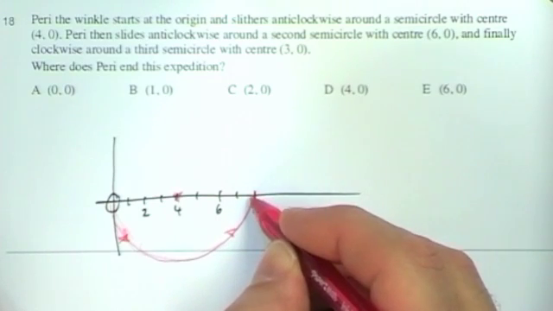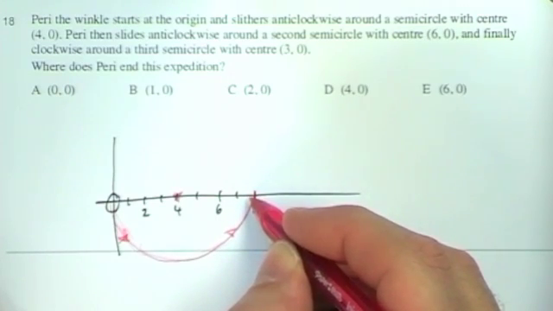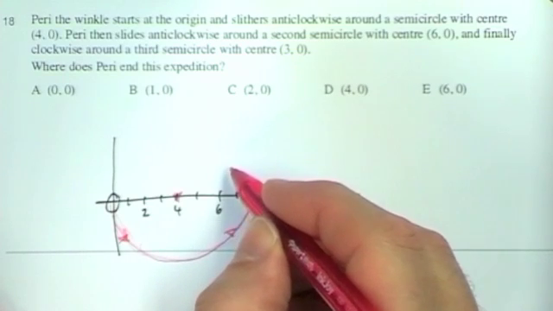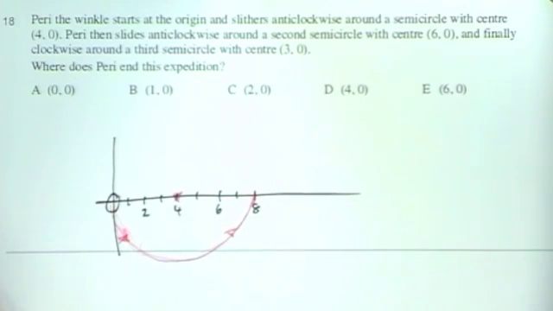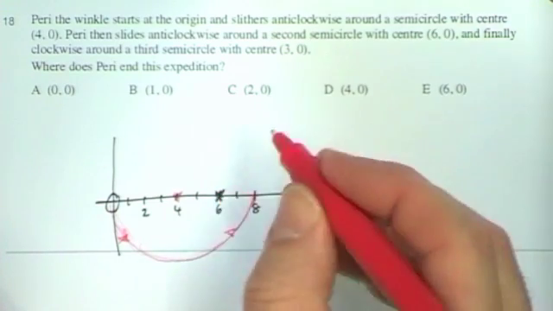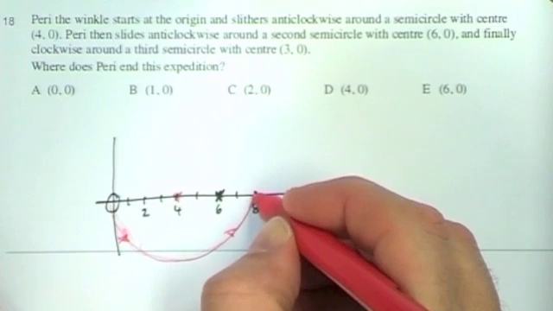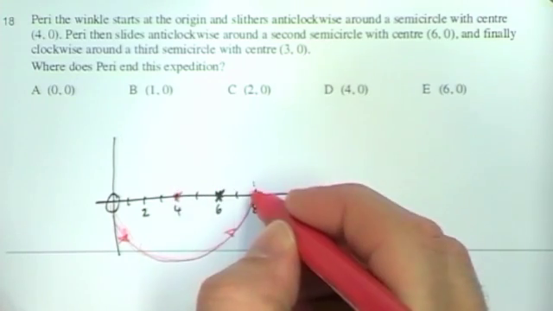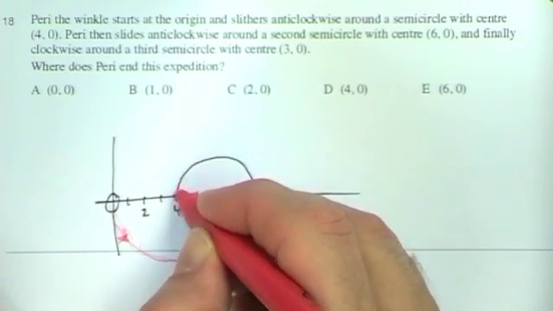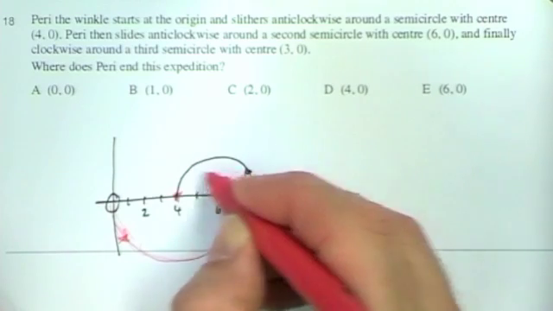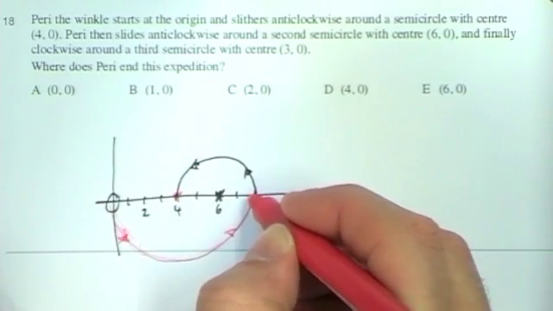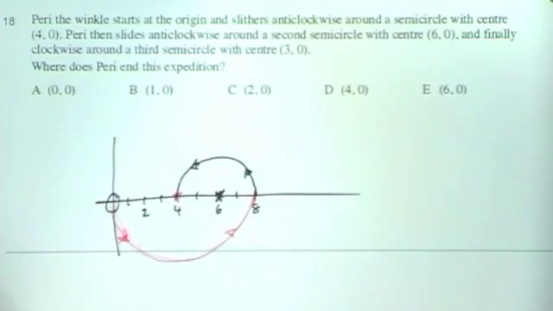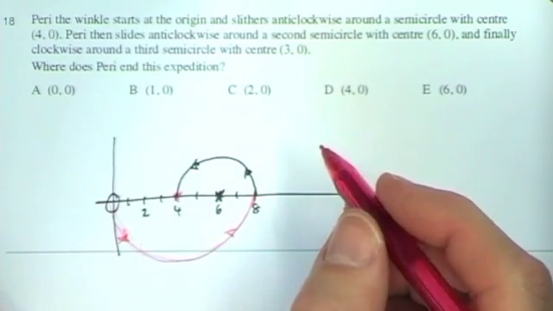Then once he gets there, Peri then slides anti-clockwise around a second semicircle, centre 6, 0. So the centre is there this time, 6, 0, so that semicircle must start here and finish there. It's going that way. That's still anti-clockwise. Okay? So we've got him there, and then finally clockwise around a third semicircle with centre 3, 0.